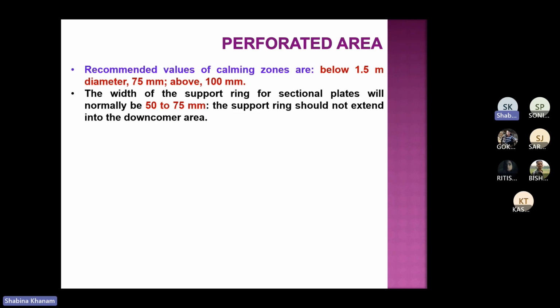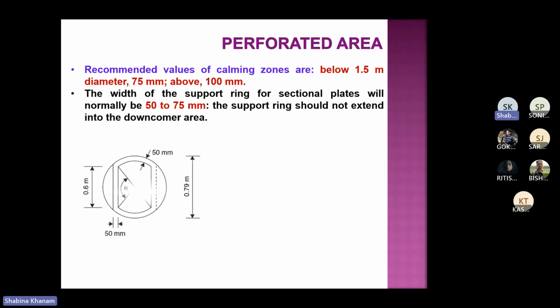So that would be the calming zone, and this calming zone thickness that you have seen over here, we can consider, and the support ring also. Actually, right now we are only discussing the ranges. However, with the help of an example, the method will be more clear to you.